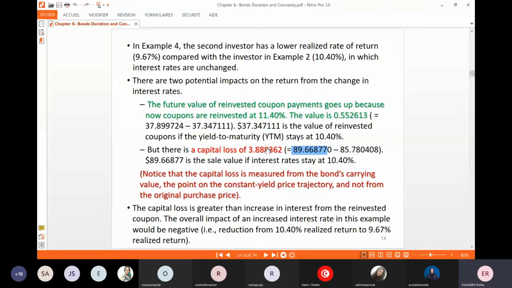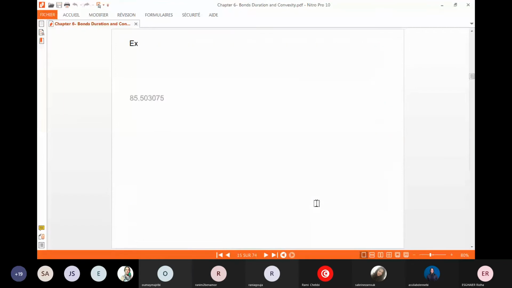is bigger than the gain coming from the increase due to the higher investment rate for the coupons. So the total effect is a decrease in our return. We went from 10.4 in the second example to a 9.67% realized rate. Is it clear, guys? Yes, sir.